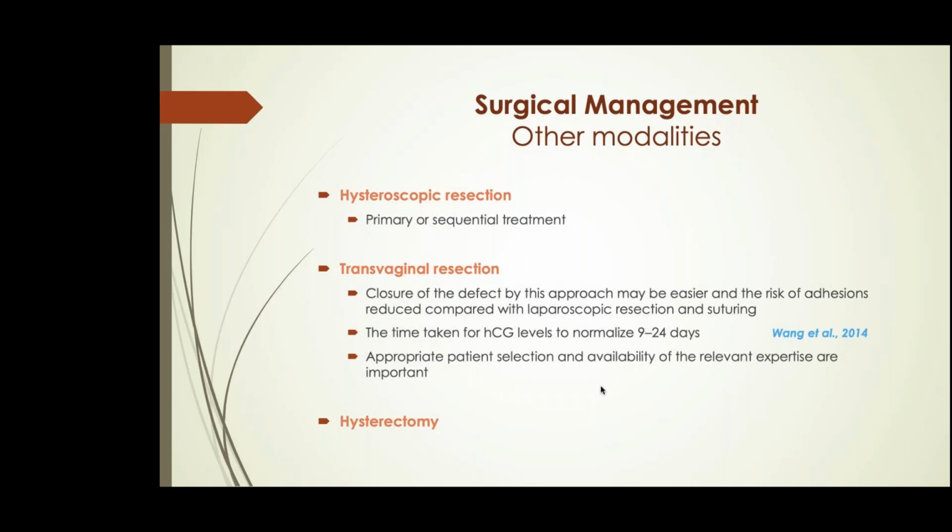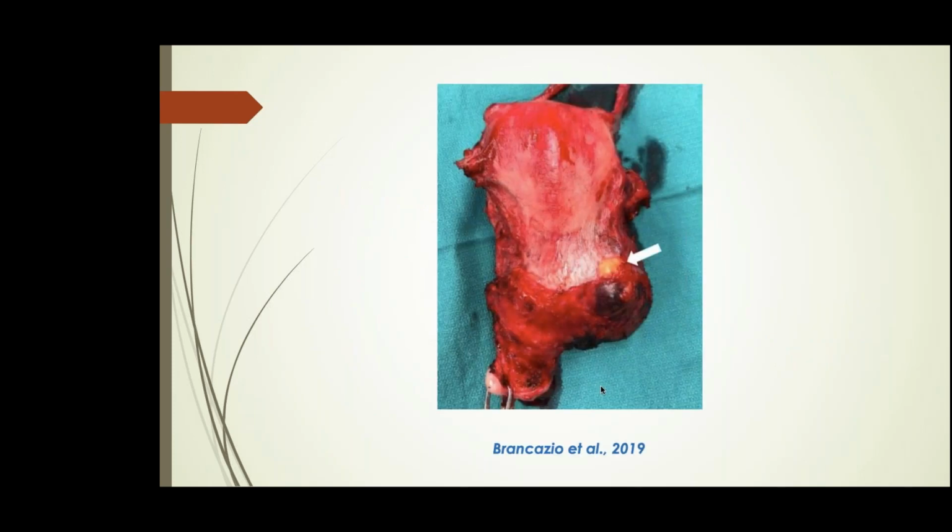And hysterectomy, of course, as we said at the start, if you have a patient who is para 7 or para 8 and has scar pregnancy, you can go straight away for hysterectomy, and this is one of the options. If she agreed, you can go for that.